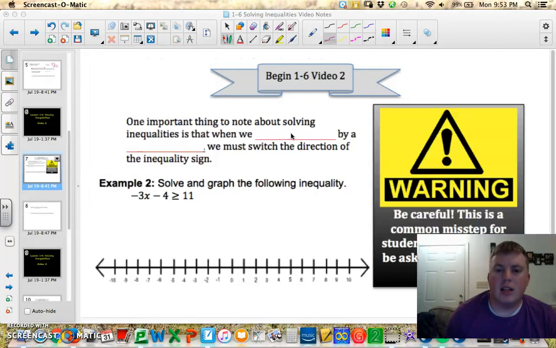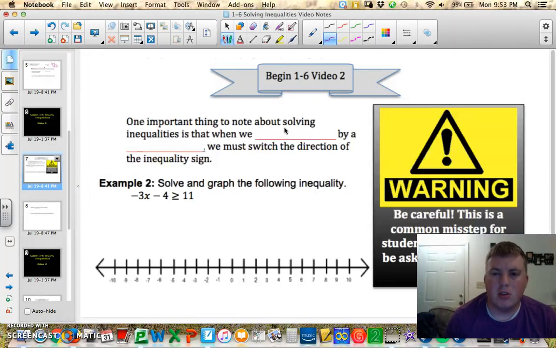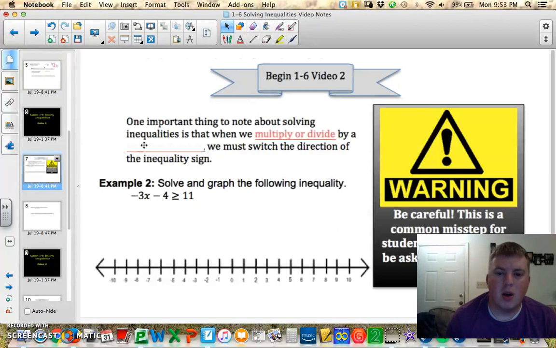Whenever we are solving an inequality, whenever we multiply or divide by a negative number, we have to switch the direction of the inequality sign. So if it's a less than or equal to, it's going to become greater than or equal to. And if it's greater than or equal to, then it's going to flip to less than or equal to.